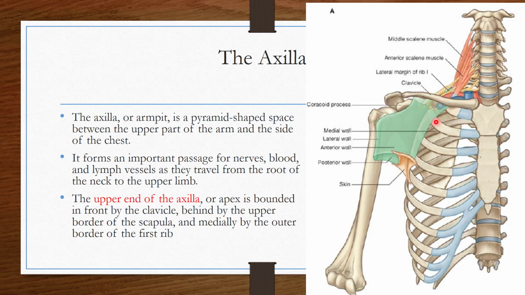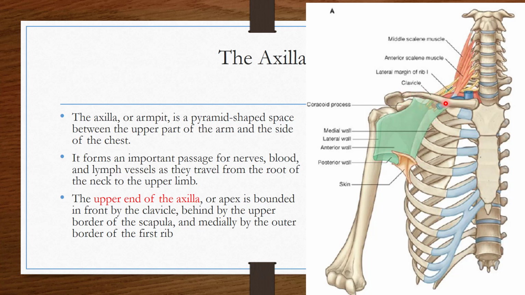The upper end of the axilla. First we will describe the upper end of the axilla or the apex of the axilla. It is bounded in front by the clavicle. See here, this is the clavicle. Okay, this is the apex of the axilla or the upper end of the axilla.